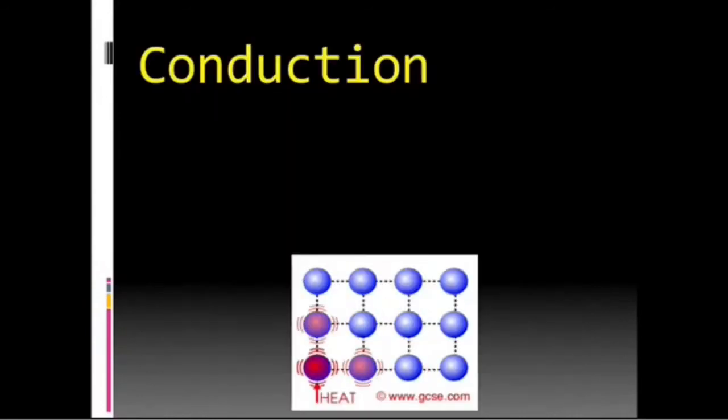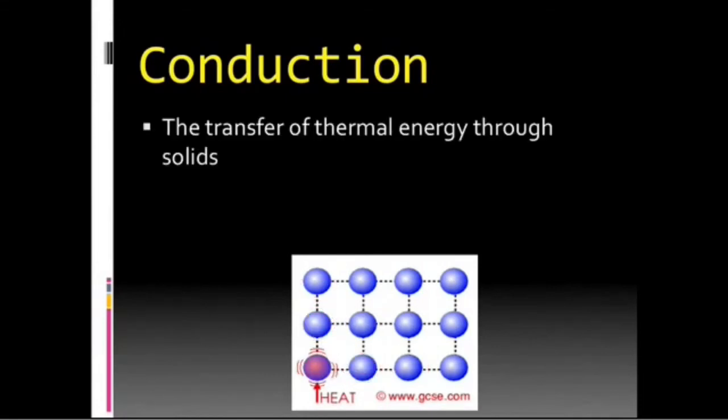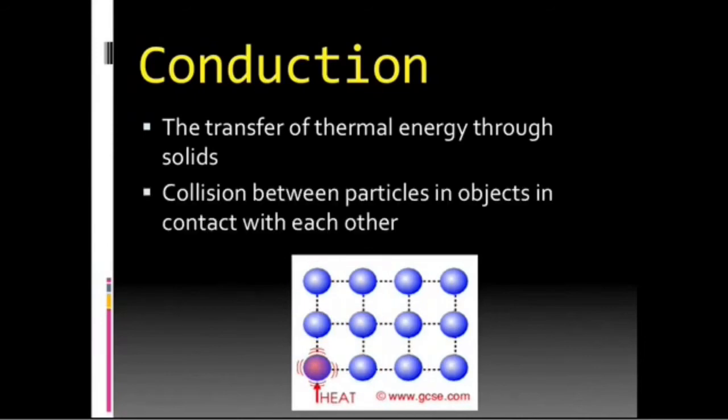So how can heat be transferred? There are three basic ways. The first is conduction, and this tends to be transferred through solids, or it could be a solid and a liquid. It happens when there's a collision between particles and objects in contact with each other. So that's the key that you have to look for, is that they are in direct contact.